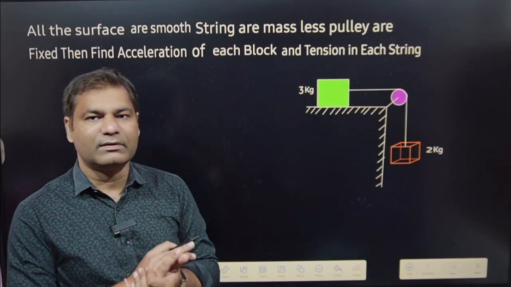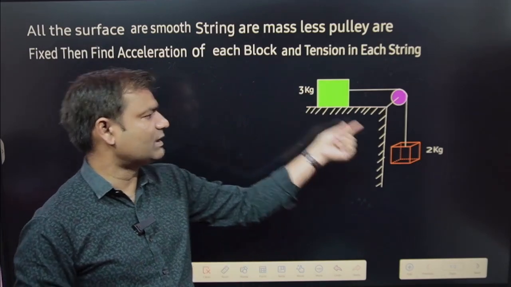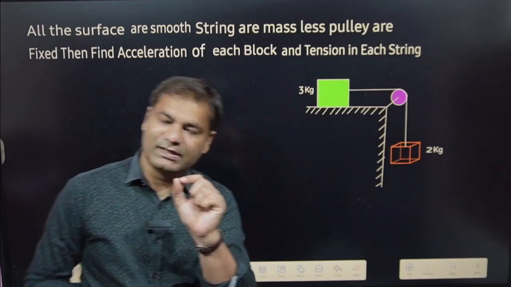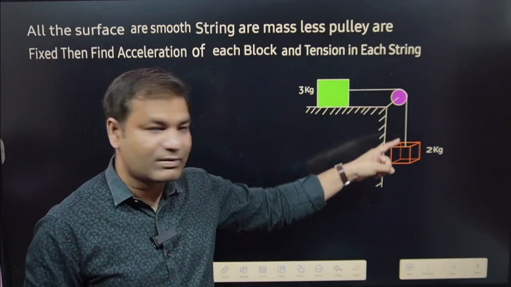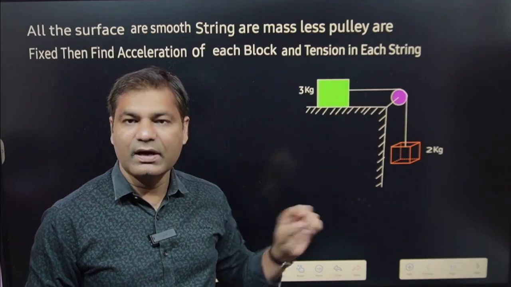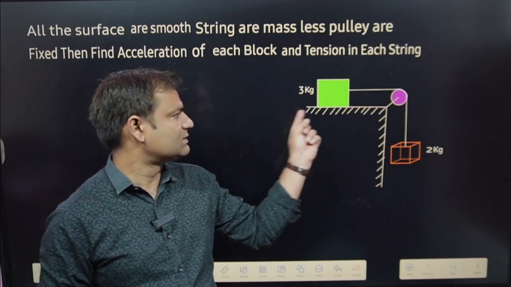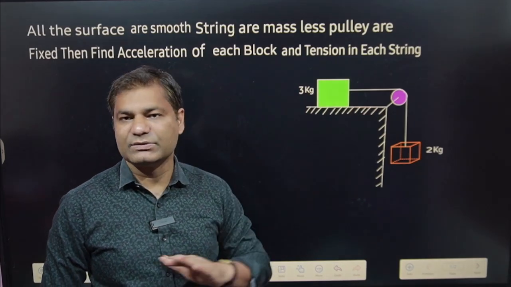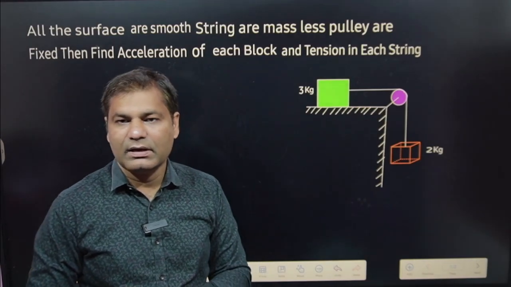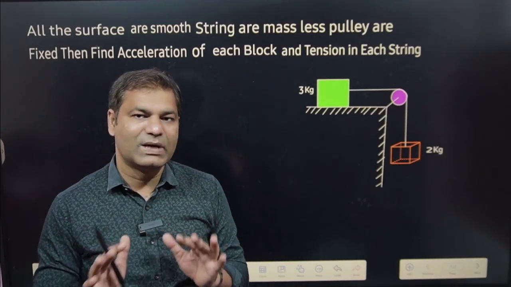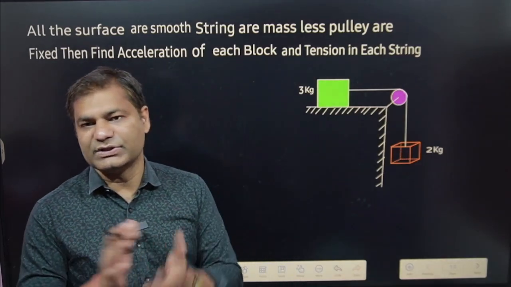So how can we determine it? First of all, make a free body diagram of this block and this block. Is the question clear? Our motto is to determine the tension in this string, and what about the acceleration of each block? And also, sir, what about the surface? The surface is smooth, and the pulley surface is also smooth, and this string is massless.